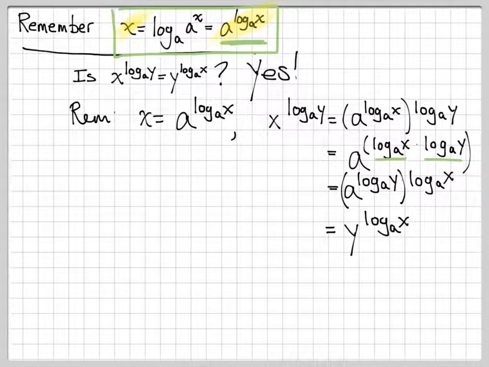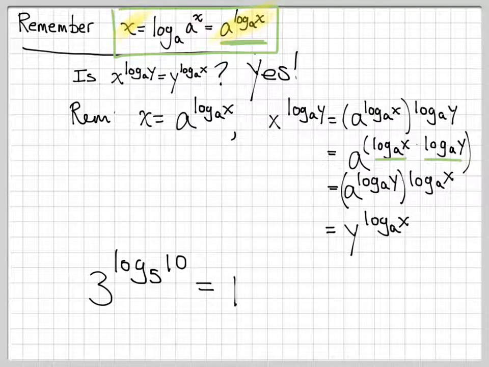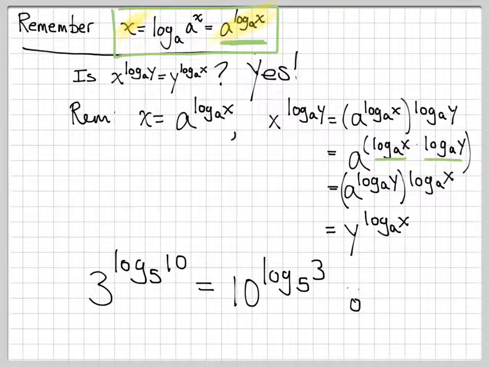Well, that's super weird. So like 3 to the log 5 of 10 is just 10 to the log 5 of 3. And that's just an interesting thing that happens because of how logs and exponents work.